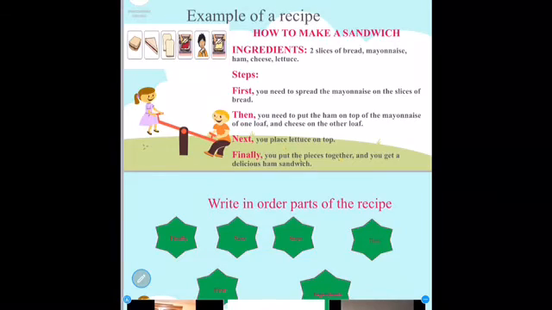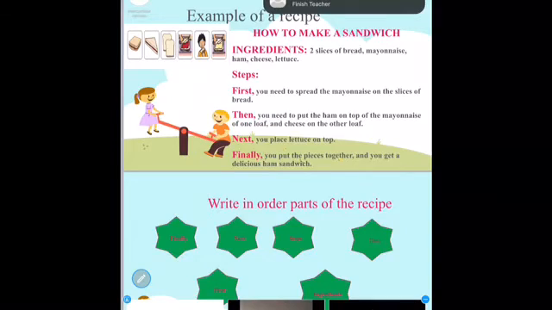Ingredients: 2 slices of bread. This is an example, guys, okay? So pay attention. 2 slices of bread, mayonnaise, ham, cheese, and lettuce. Okay, Emmanuel, your audio, please. Thank you. What are the steps, guys?